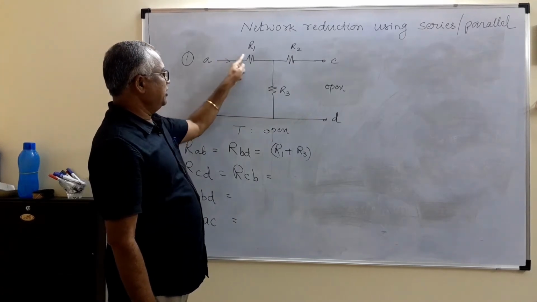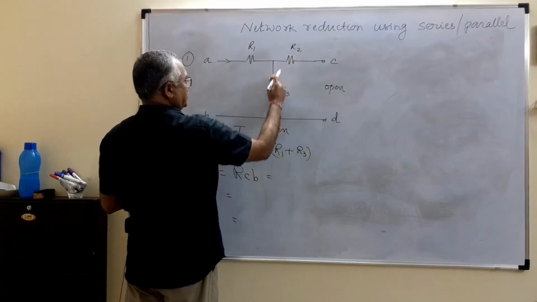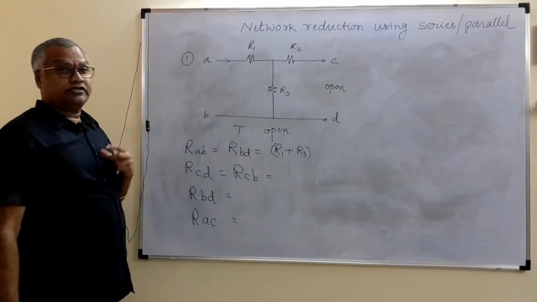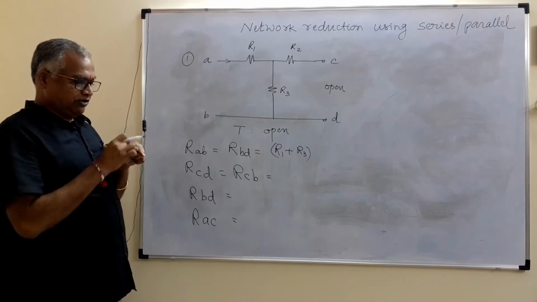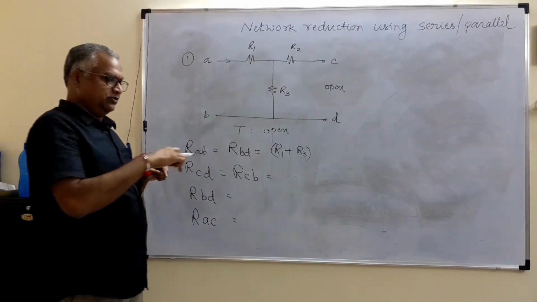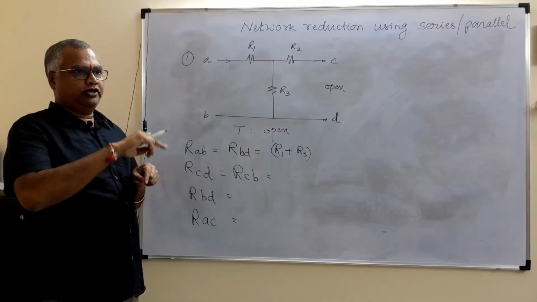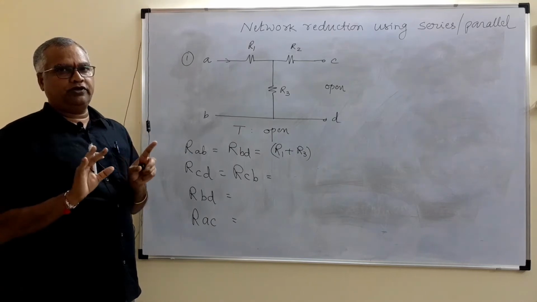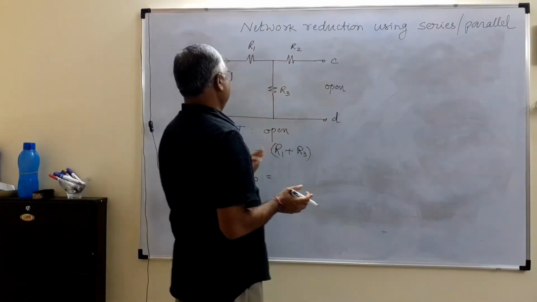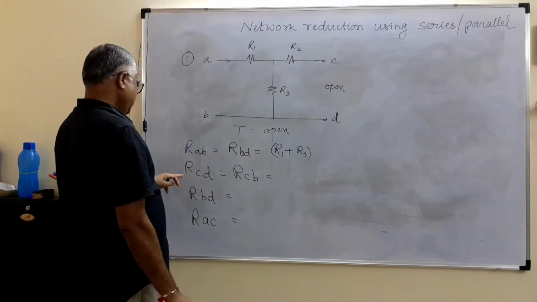So start from A, come back to B. We don't go there again. Current is always one way. Whatever way current is going, the same way it will not come back. If it is going, there should be another way to come back. Current will flow in a closed loop. Current will not flow in an open loop. So the loop is open, therefore current will not flow. So the answer is simply R1 plus R3.